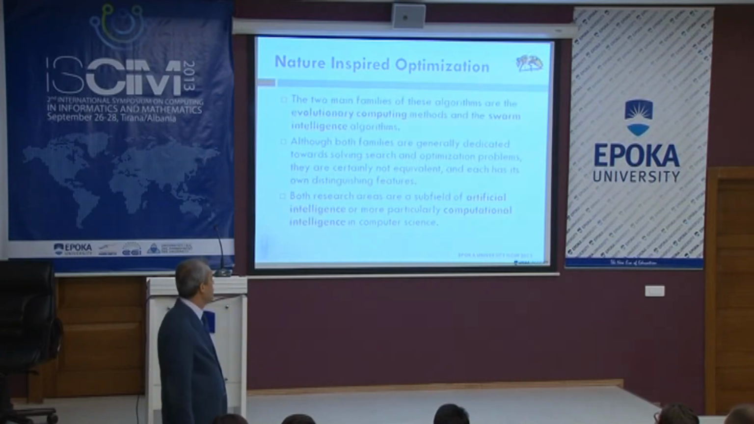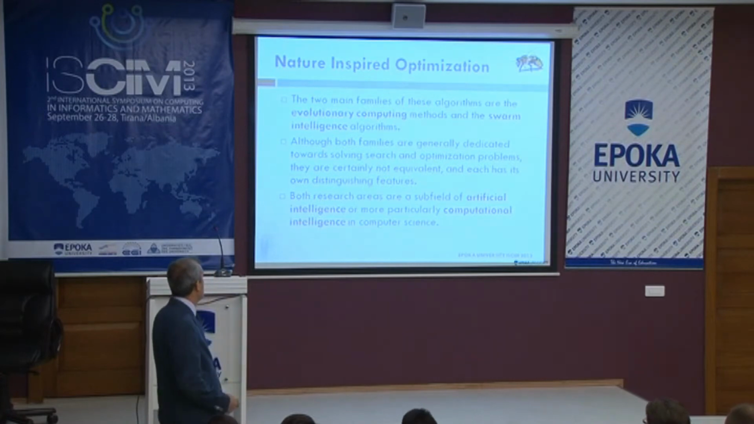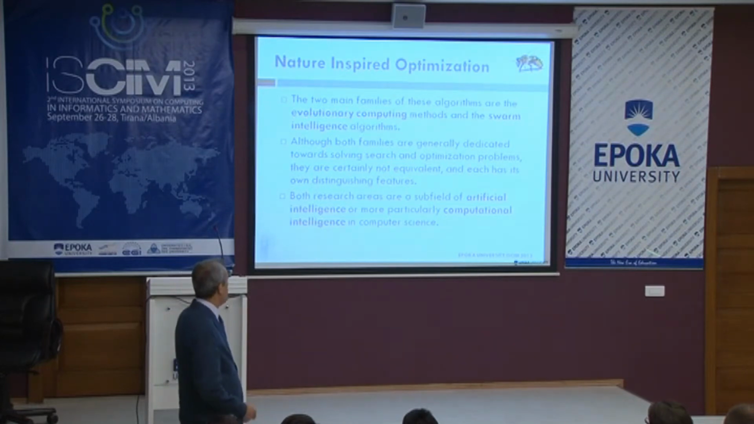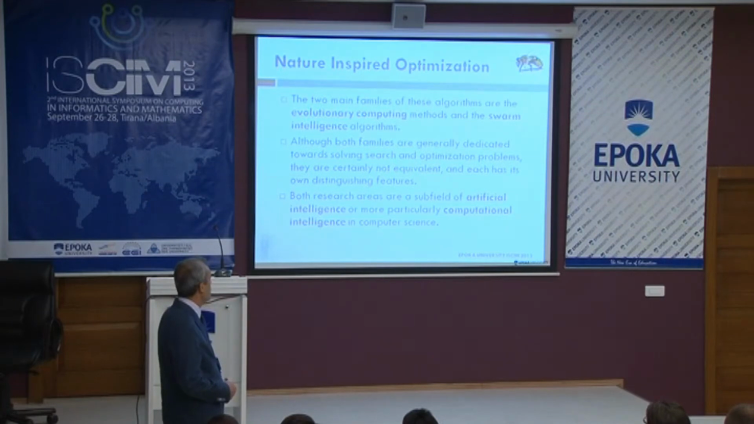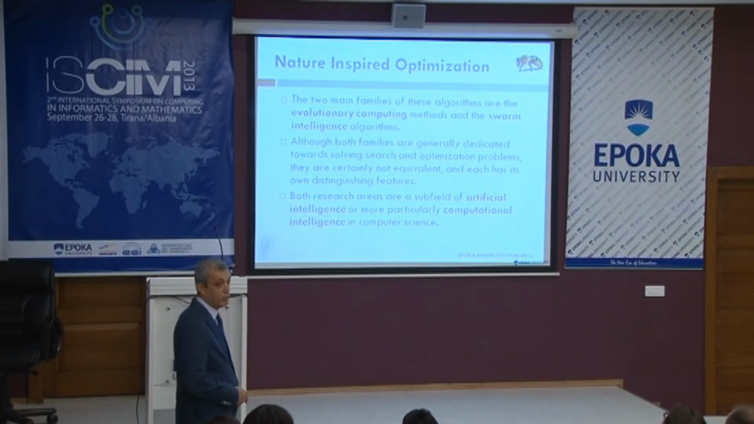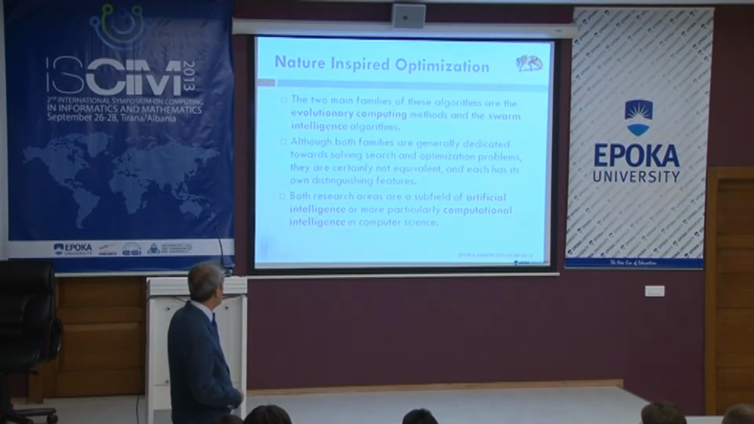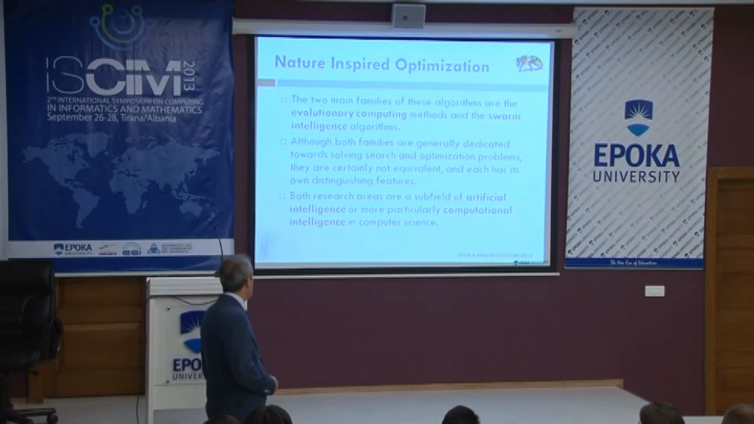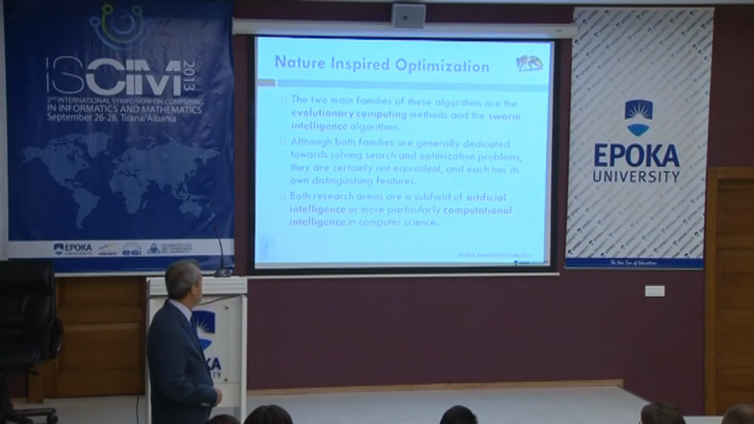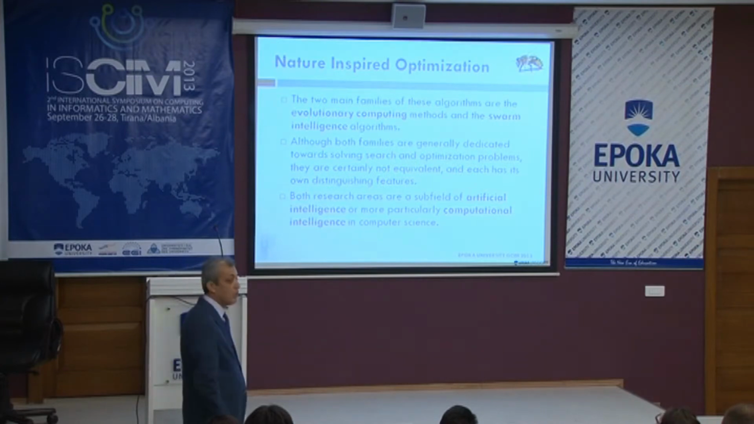The two main families of these algorithms are the evolutionary computing methods and the swarm intelligence algorithms. Although both families are generally dedicated towards solving search and optimization problems, they are certainly not equivalent, and each has its own distinguishing features: evolutionary algorithms and swarm intelligence-based algorithms. Both research areas are a subfield of artificial intelligence, or more particularly computational intelligence in computer science.